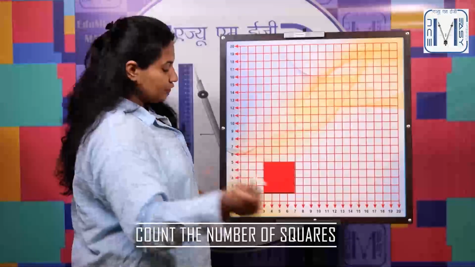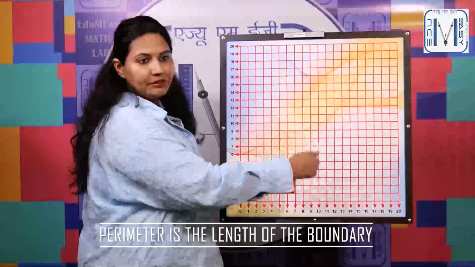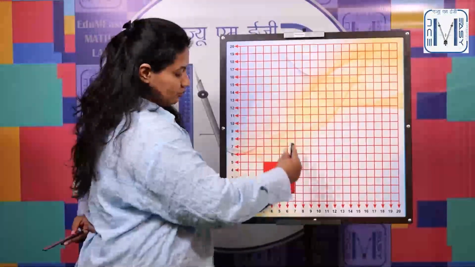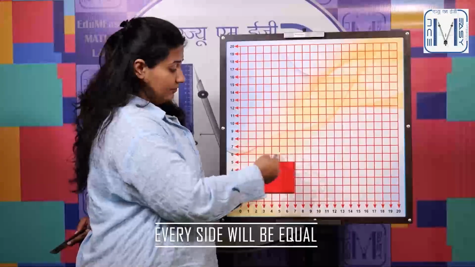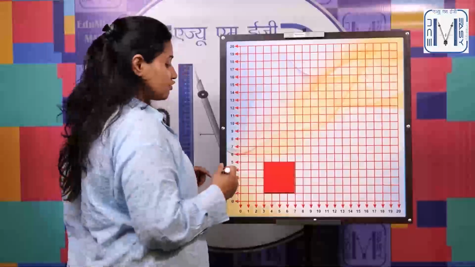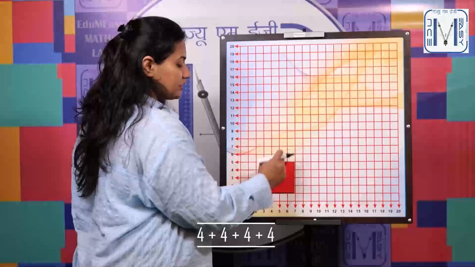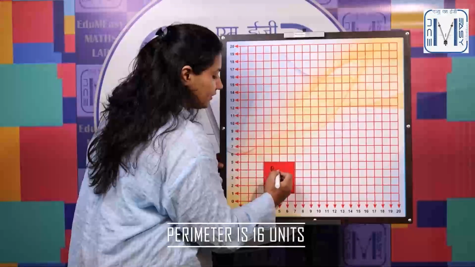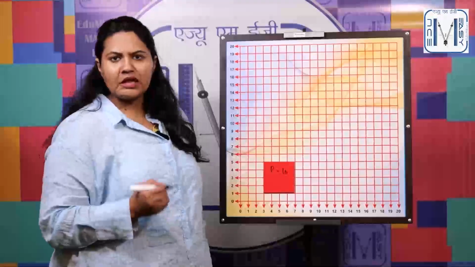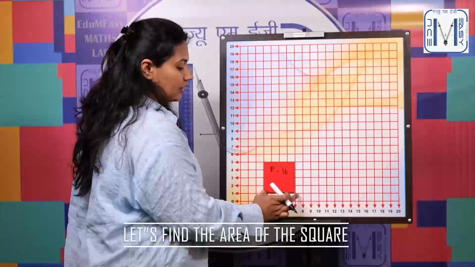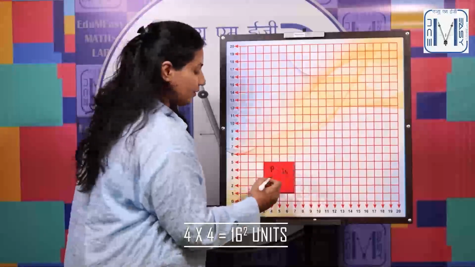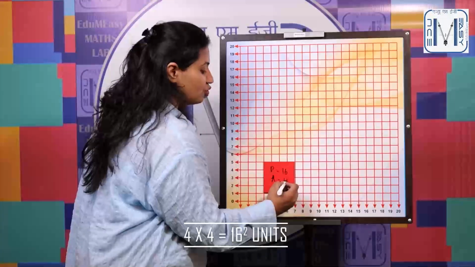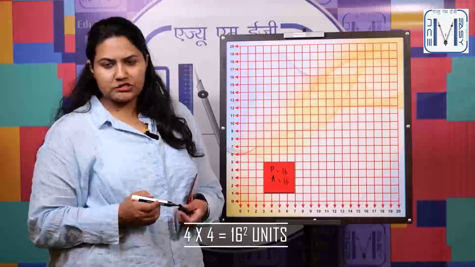Now just count the number of squares. You know what is perimeter? Perimeter is length of the boundary. So let's count 1, 2, 3, 4. Now since this is a square, every side will be 4. Alright, so 4 units, 4 plus 4 plus 4 plus 4, our perimeter is 16 units. Similarly, if I want to find the area, again this side is 4 and this side is 4. 4 multiplied by 4, the area is also going to be 16 square units.